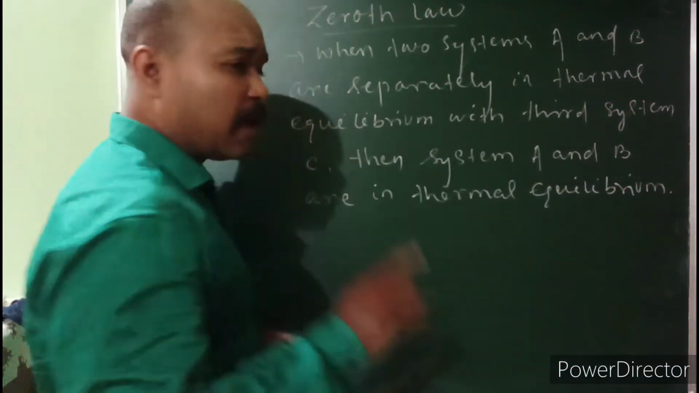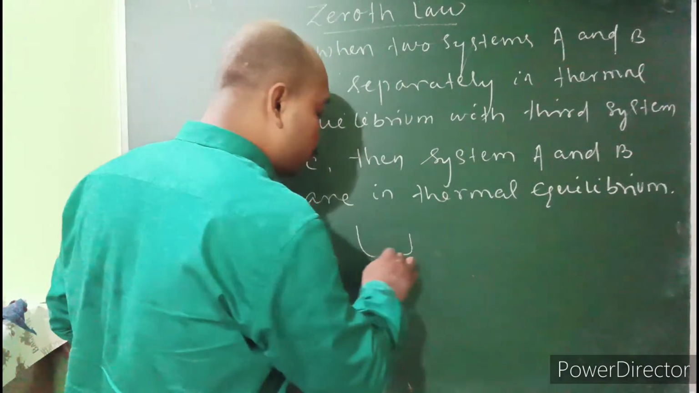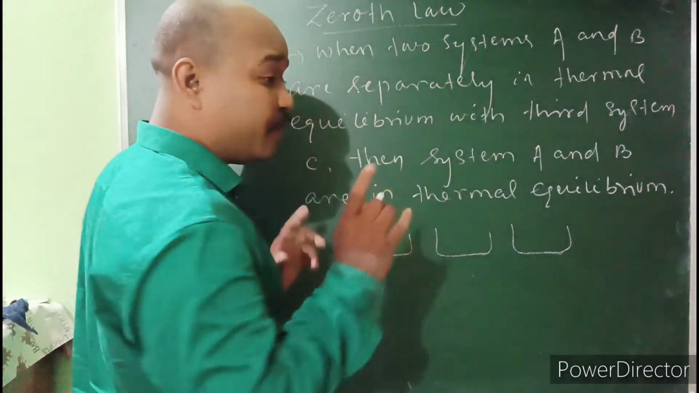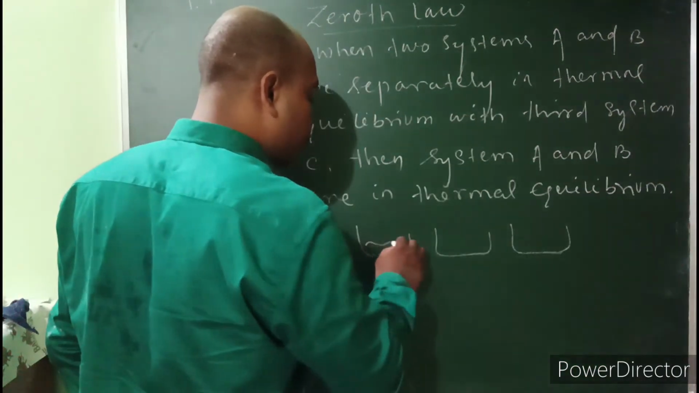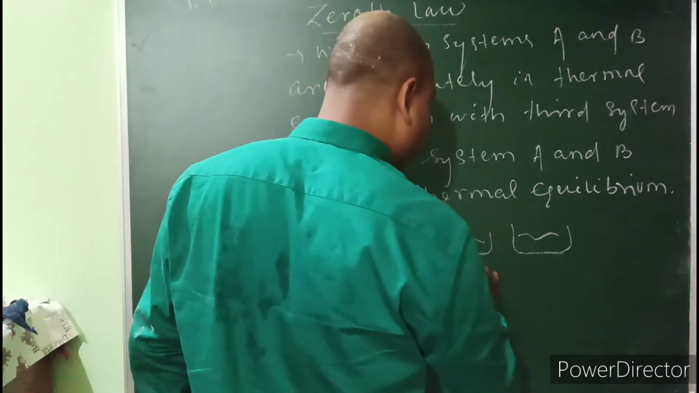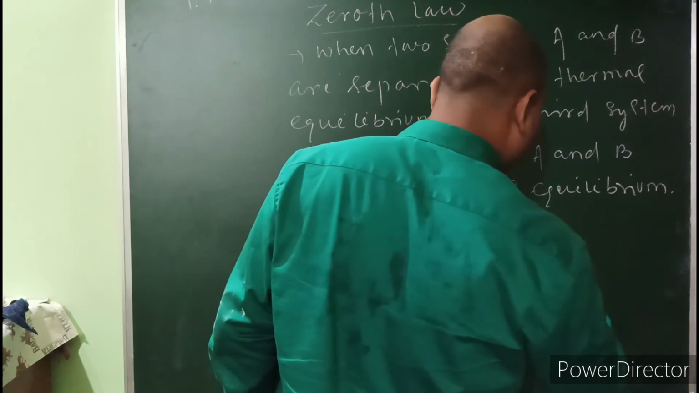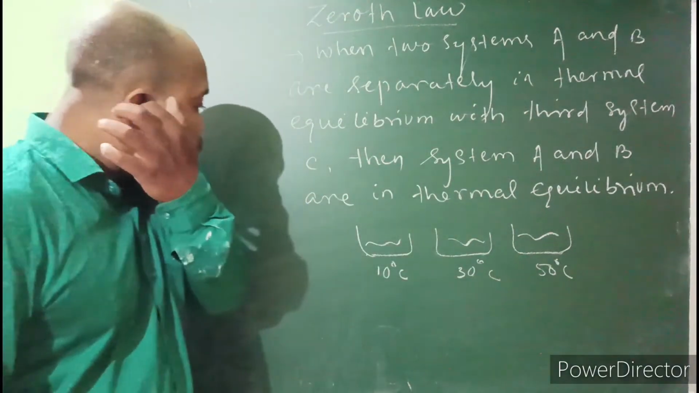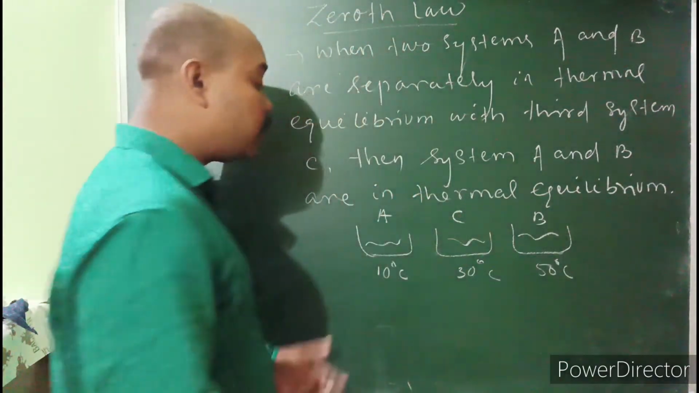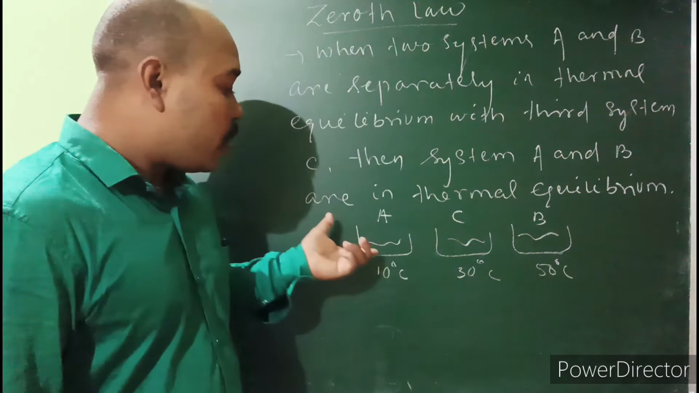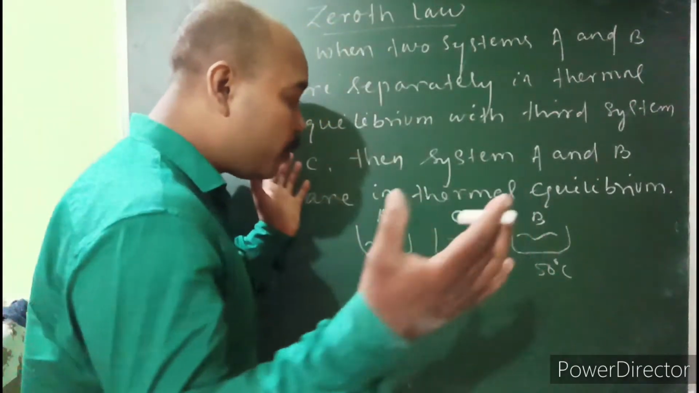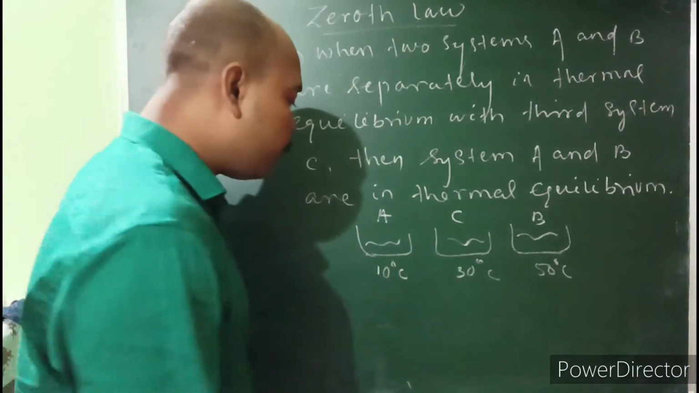Now what does it mean? Consider I am taking water in a bowl, 3 bowls with different temperatures. Consider it is about 10 degrees Celsius, it is about 30 degrees Celsius, it is about 50 degrees Celsius. So we can see I got three systems A, B and C. They have different temperatures. If I place them together, what will happen?